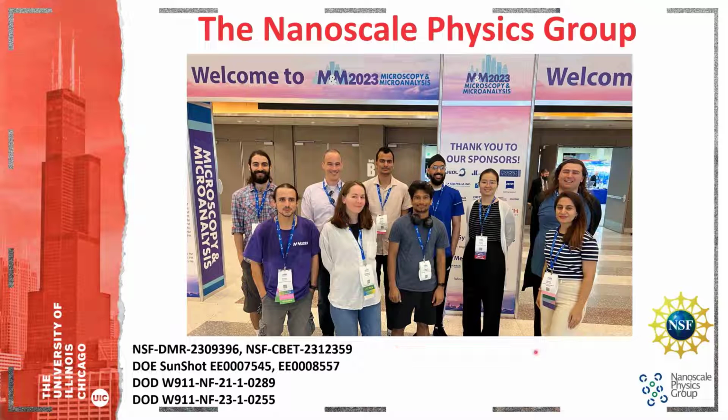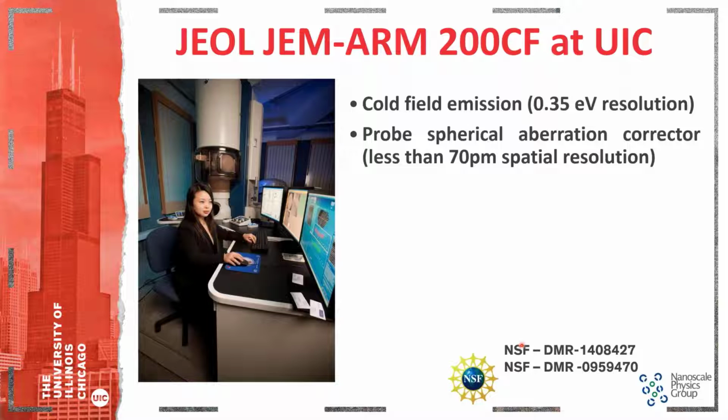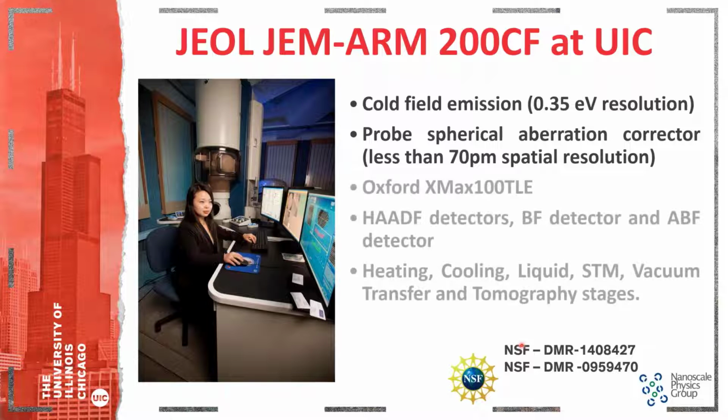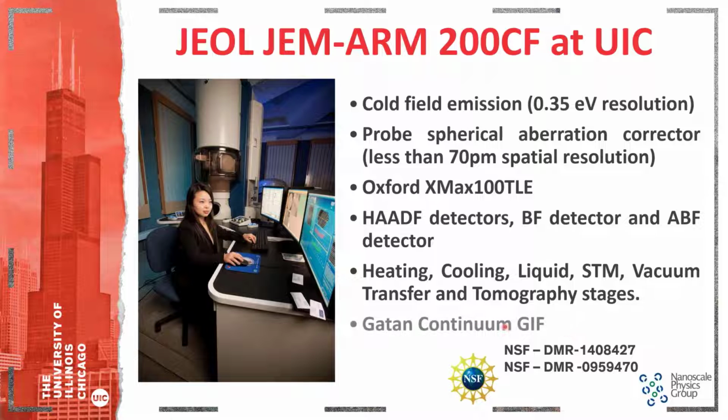All right, so let's get started with the science part. The results that you see were acquired using the JEOL ARM200CF at UIC. This is a cold field emission aberration corrected microscope. Before we tested the ClearView camera, it was equipped with a series of annular dark field and bright field detectors. We have a series of stages as well, and the Gatan Continuum GIF. And again, this microscope was purchased using these two NSF grants over the last couple of years.